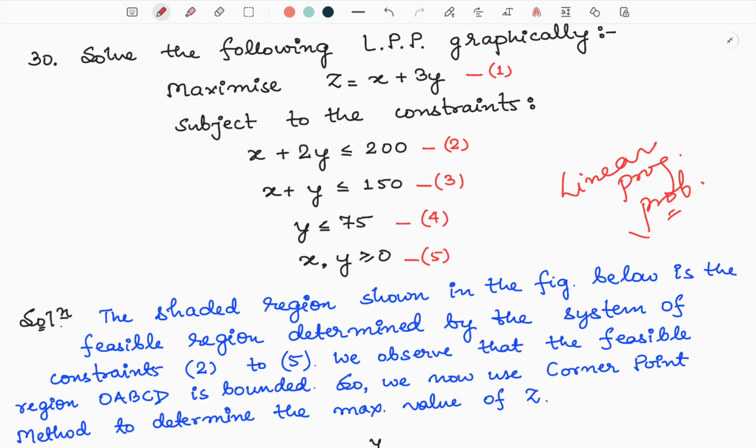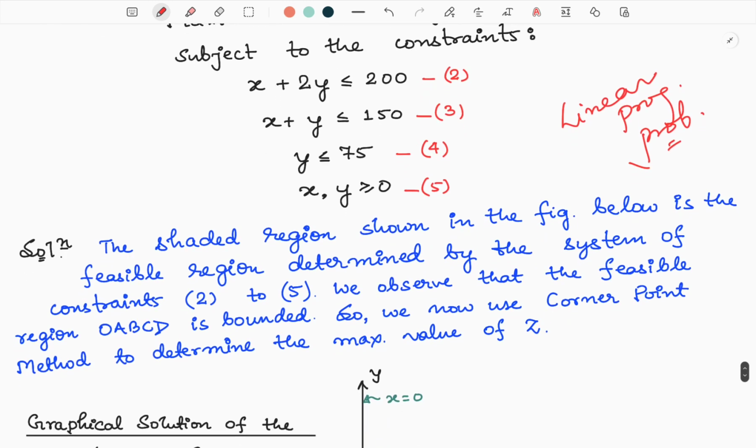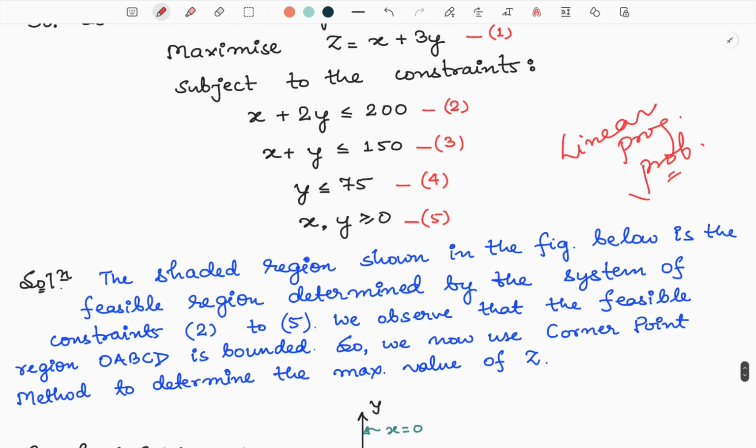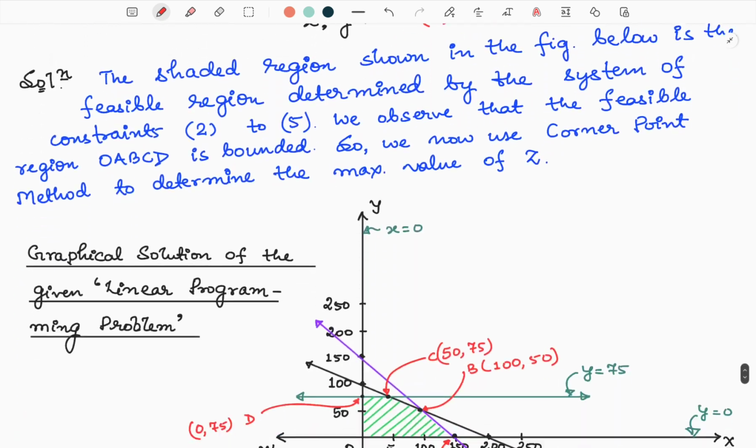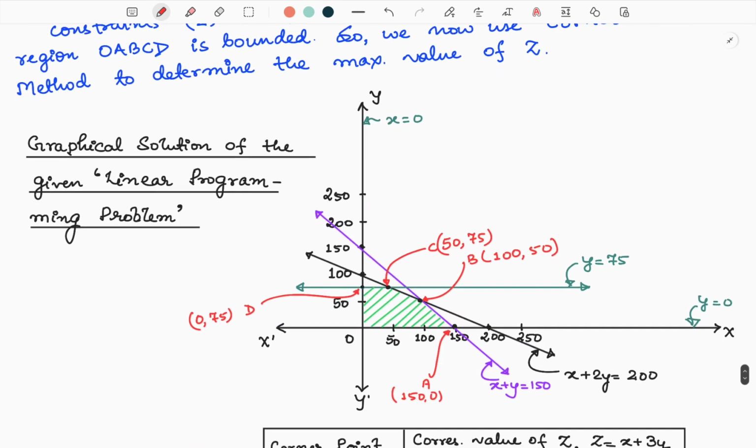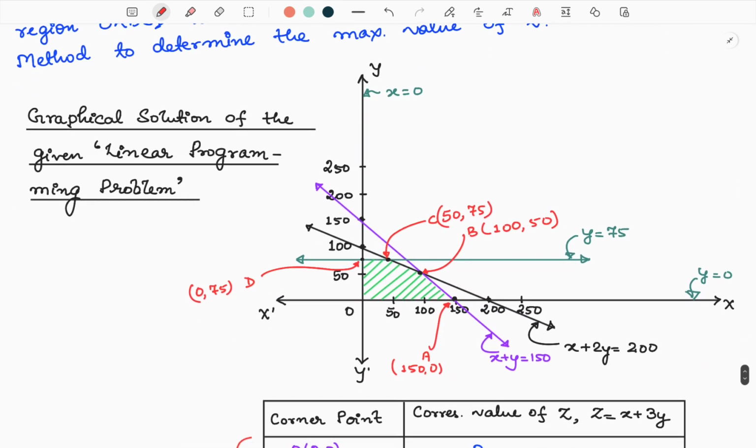Now for the conditions of constraint, we are supposed to draw the graph, and with that graph we should decide whether it is a bounded region or unbounded region. Then we will calculate the maximum value using the corner points. So as you can see, I have already drawn the graph.